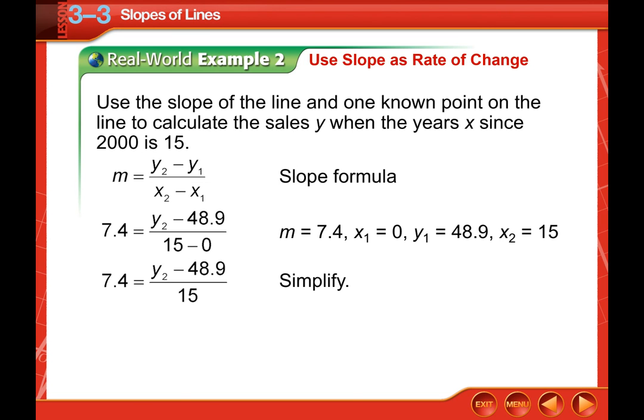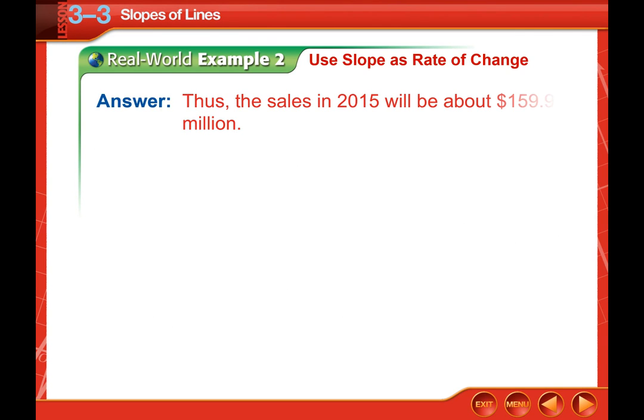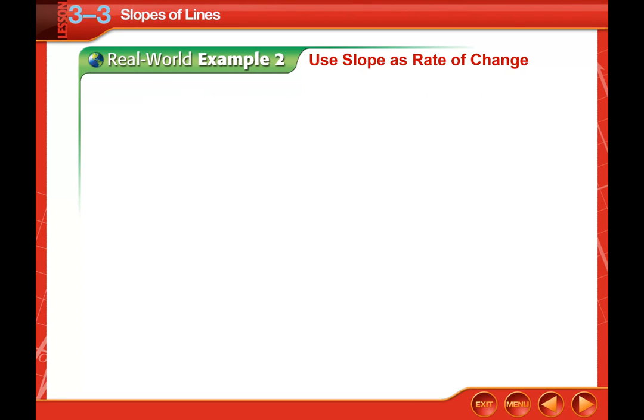Okay, so when I simplify this just slightly, I see that 7.4 is equal to y2 subtract 48.9, divided by 15. Okay, multiply both sides by 15. And then I'm going to add 48.9 to both sides. And it shows that our sales are 159.9 million. Now, did that work with what we saw on the graph?